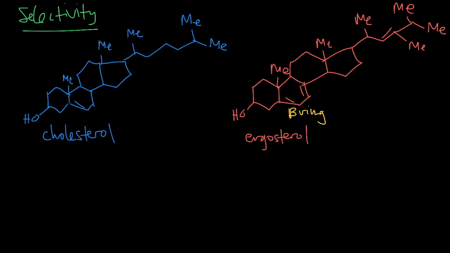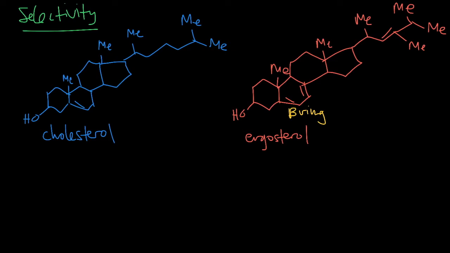And one big structural difference is that ergosterol, which is contained in fungi, has an extra double bond right here in the B ring. So this is the B ring. Might be a test question, IDK. Yeah, so cholesterol, as you notice in this B ring, doesn't have this extra double bond.